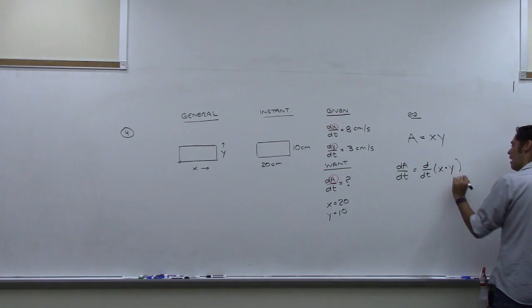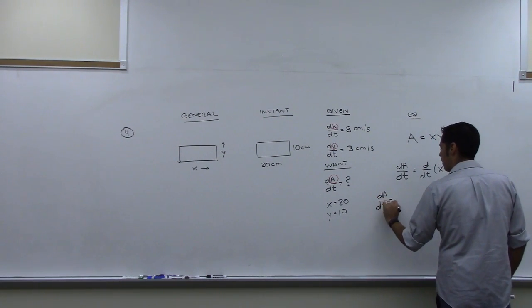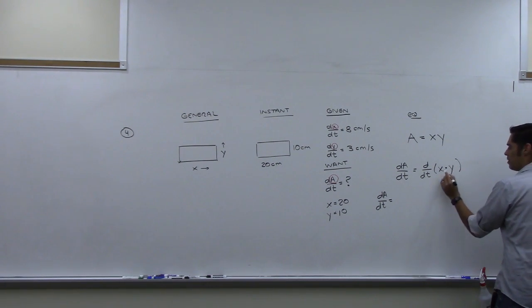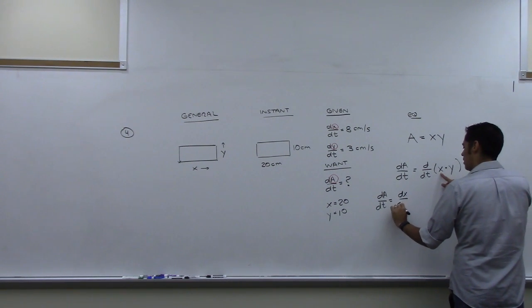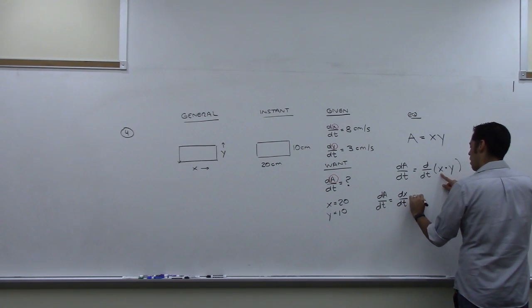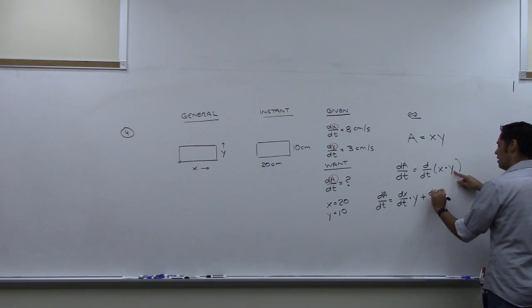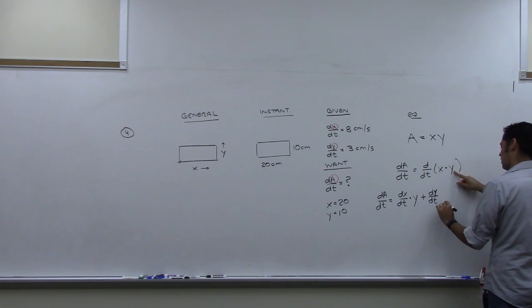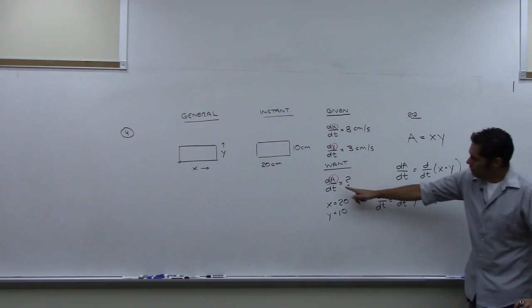x times y, which means that we're going to have a product rule. So it's the derivative of the first one times the second plus the derivative of the second one times the first. So the derivative of the first one with respect to time is dx/dt times y, the second one, plus the derivative of the second one, dy/dt, that's a terrible y, times the first one, x. And then I take a look. I'm trying to solve for dA/dt.